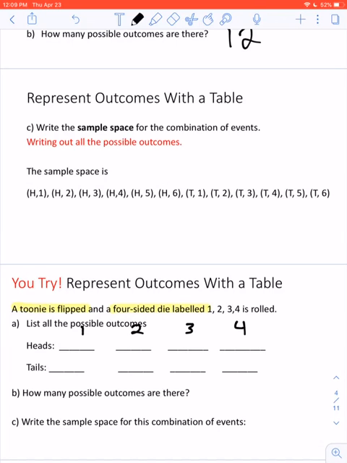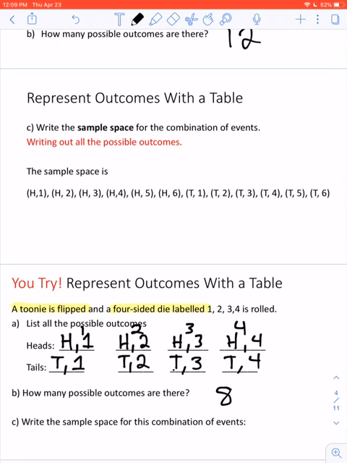So possible outcomes, the first one is going to be heads, 1. I can get a heads and a 1 on the die. I can get a heads and a 2. Heads, 3. Heads, 4. I can get tails, 1. Tails, 2. Tails, 3. Tails, 4. Next step, how many possible outcomes are there? Well, I count them up. I have 8 possible outcomes.